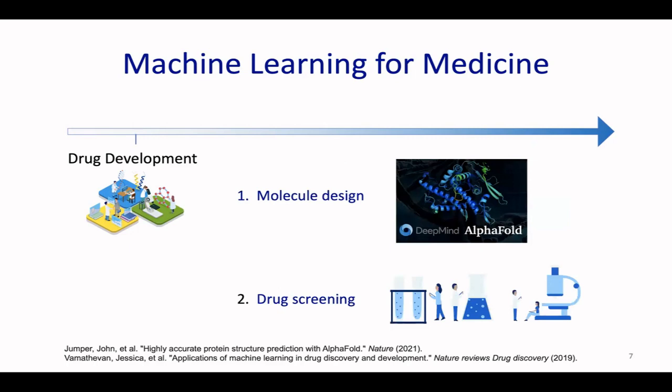I'd say we already have great success in the very first stage. For drug development, we have very well-defined machine learning tasks to design molecules and predict protein structures, and we can also use machine learning models to do drug screening, like predicting the toxicity and different properties of the drug.